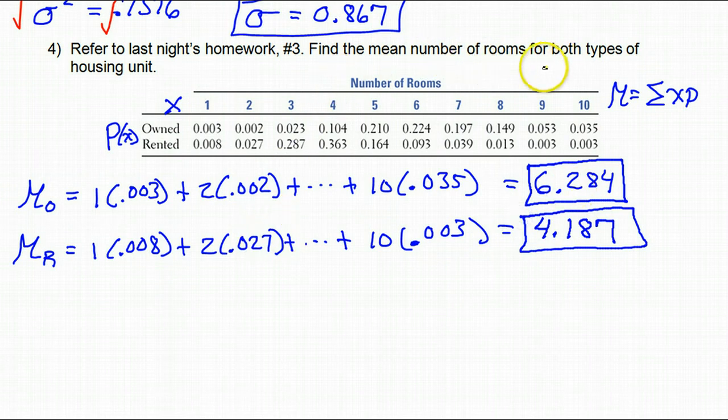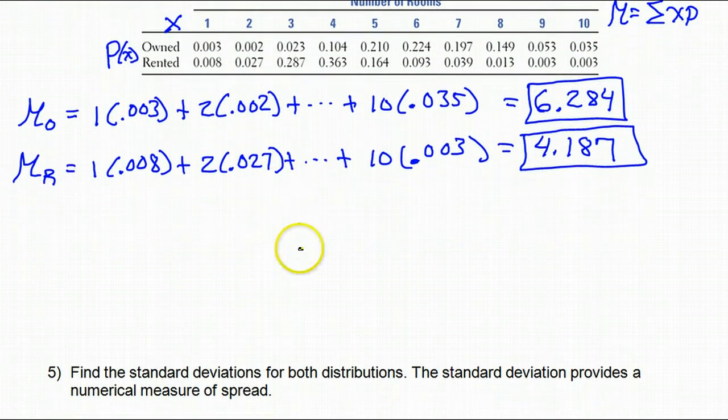Okay, mean number of rooms for both types of housing units. Okay, there you go.